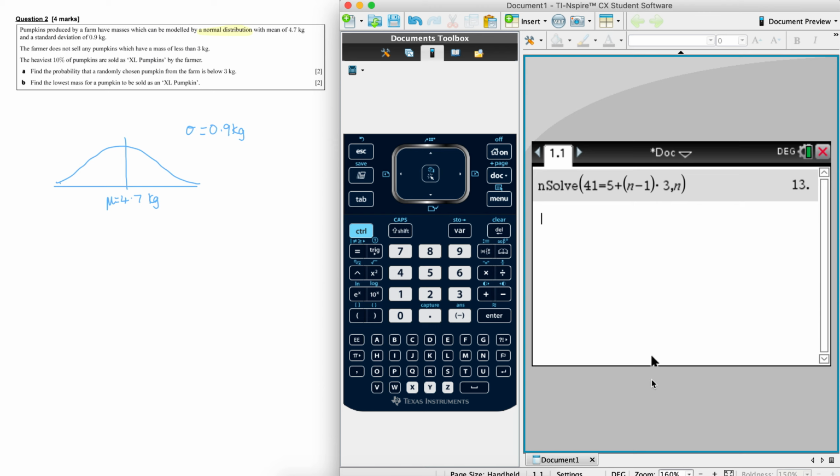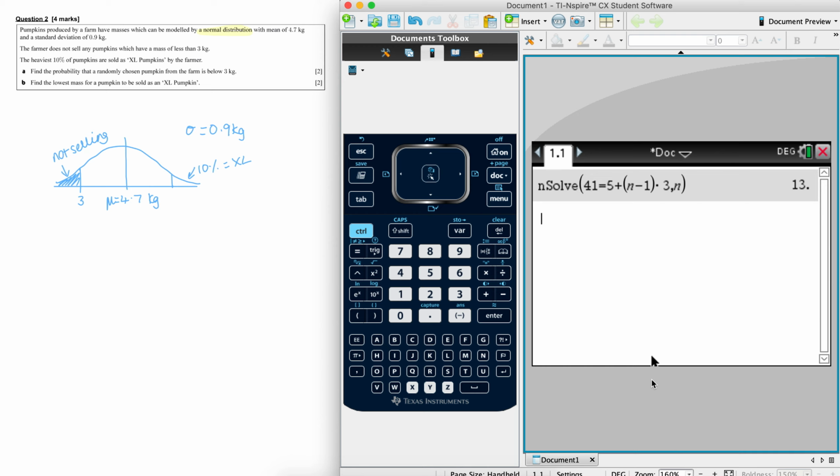And the farmer does not sell any pumpkins which have a mass less than 3 kilograms. So 3 kilograms is somewhere around here, and the farmer does not sell those. So I'm just going to label this on here. And it says that the heaviest 10% are sold as XL. XL. So the heaviest 10% are XL, extra large pumpkins.